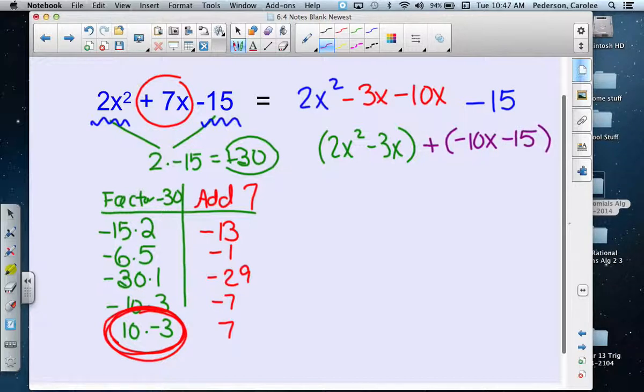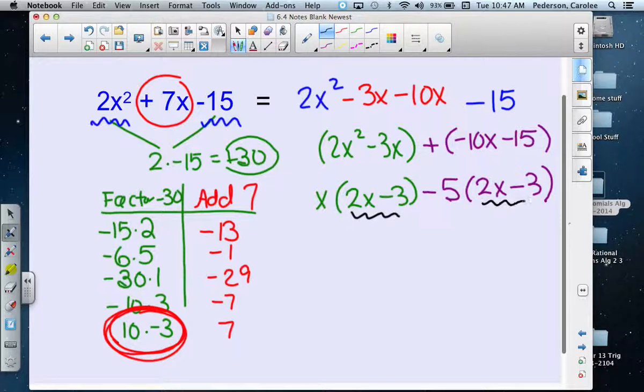and now I'm going to take out their GCFs. So in the first parentheses, I can take out an x, so I'm left with 2x minus 3. In the second parentheses, we can take out a negative 5, so we're left with 2x minus 3. What will happen if we've done this correctly is my parentheses will be exactly the same, which is my new GCF. So my GCF is 2x minus 3. What's out in front are my leftovers, x minus 5, after I've taken out my GCF.